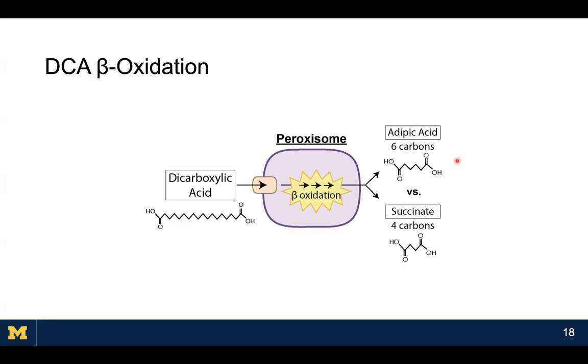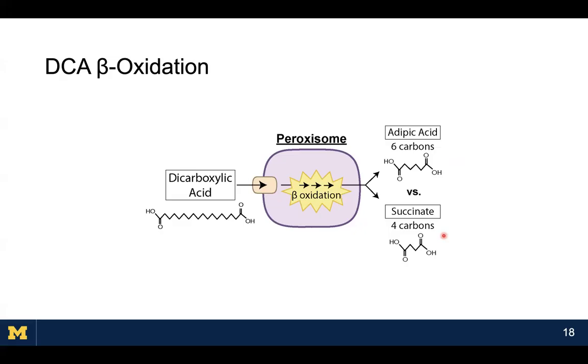However, short and medium chain dicarboxylic acids can actually enter the mitochondria and produce succinate, which is a 4-carbon dicarboxylic acid. But the answer to this question is definitely a little bit murky, and we're not entirely sure how it works, or if it's different in the RPE than it is in other tissues. It's certainly a different process than the beta oxidation of regular monocarboxylic acids.